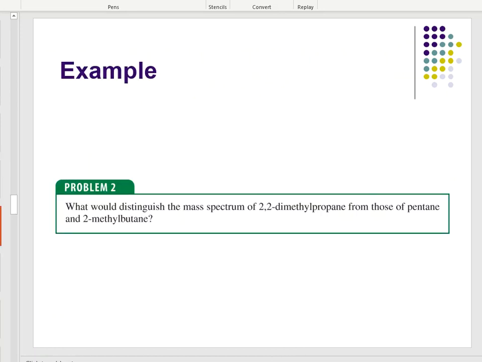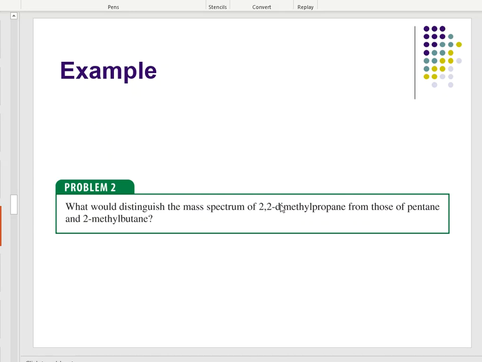So here we have an example question. It says, what would distinguish the mass spectrum of 2,2-dimethylpropane from those of pentane and 2-methyl butane? Well, this is not an organic chemistry class, so I would probably give you the structures here, because we're just looking at how the molecules break up and fragment. I'm not really testing your knowledge of organic nomenclature. So I think this question's somewhat unfair, but to play it fair, this did come from an organic textbook. That's typically where they introduce the concept of mass spectroscopy anyway.